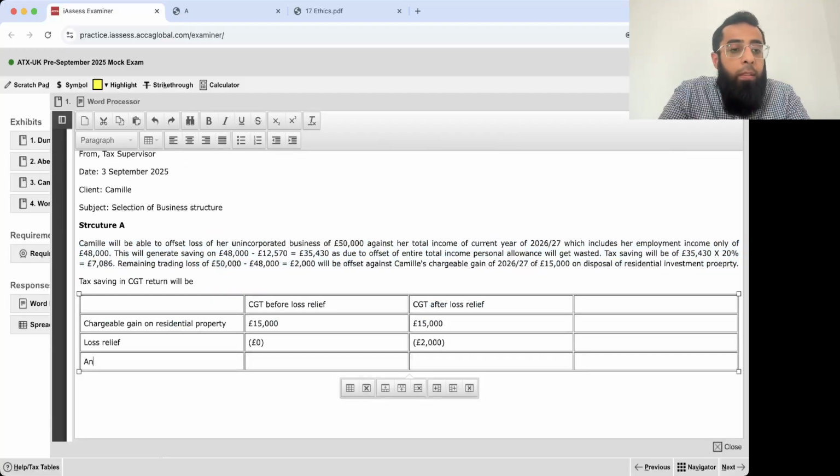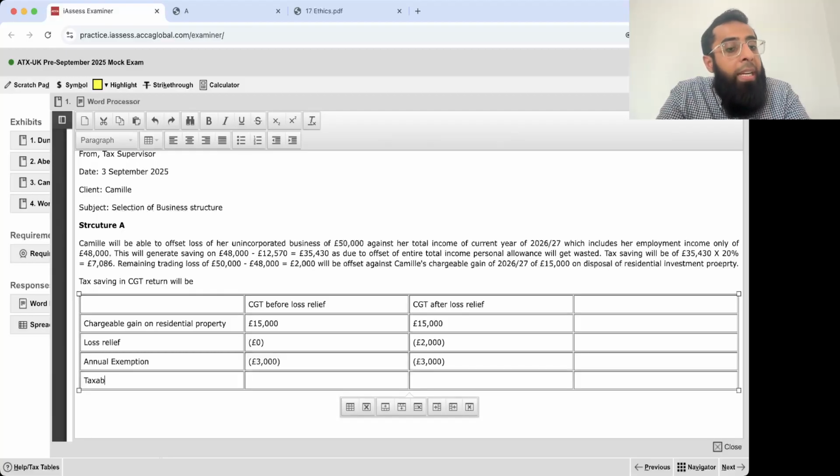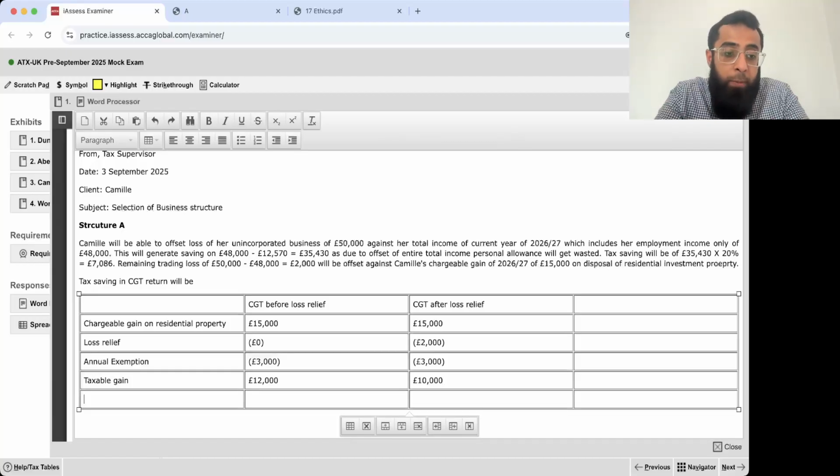Then comes the annual exemption, that is the same in both situations, 3,000 pounds. So that gives us the taxable gain. Here the taxable gain is 12,000 and here it is 10,000. Apparently, there is only a 2,000 impact on the gain. But on the capital gain tax, there would be a greater impact, for which you need to listen to me with patience.